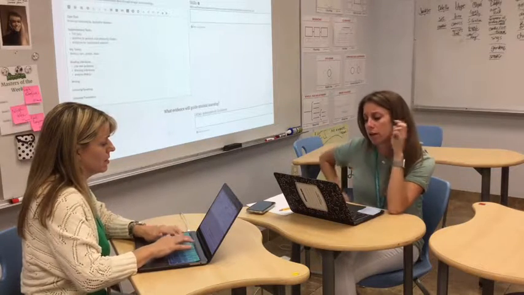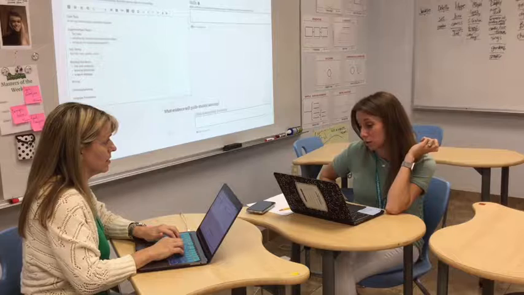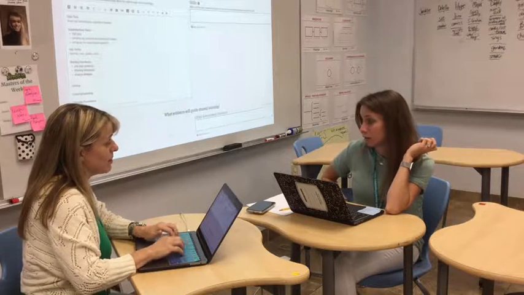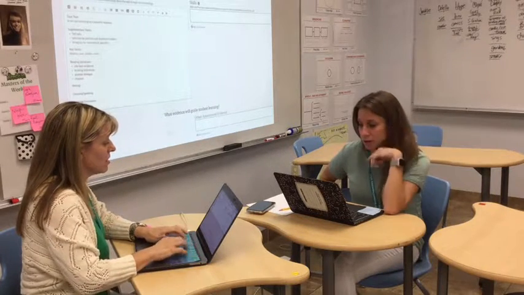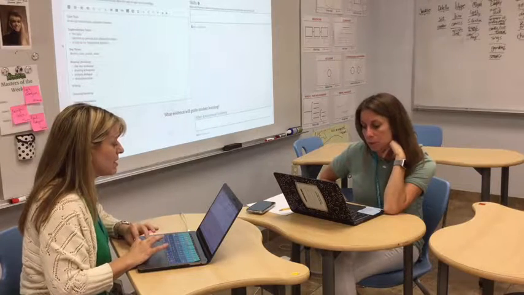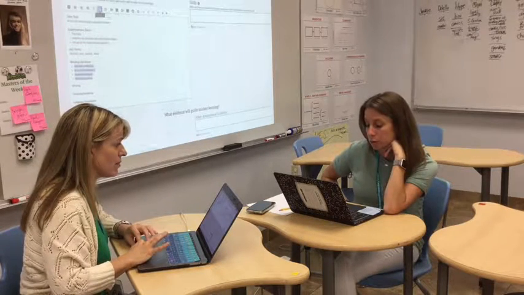But it says here, analyzing dialogue that reveals aspects of characters. So maybe we could just say characterization. Yeah, I was thinking that. I know they study that a lot in 7th grade, but I think it would be a good review for them. They don't all get it.